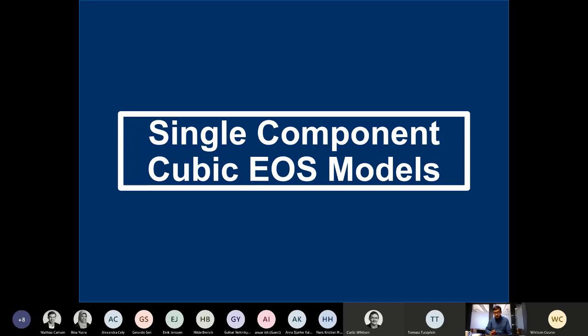Yeah, so first we will see how these different cubic equation of state models, SRK, RK, Peng-Robinson, are applied for a single component, and then we will move to the more complicated multi-component systems where the same EOS models are applied, but with certain mixing rules.